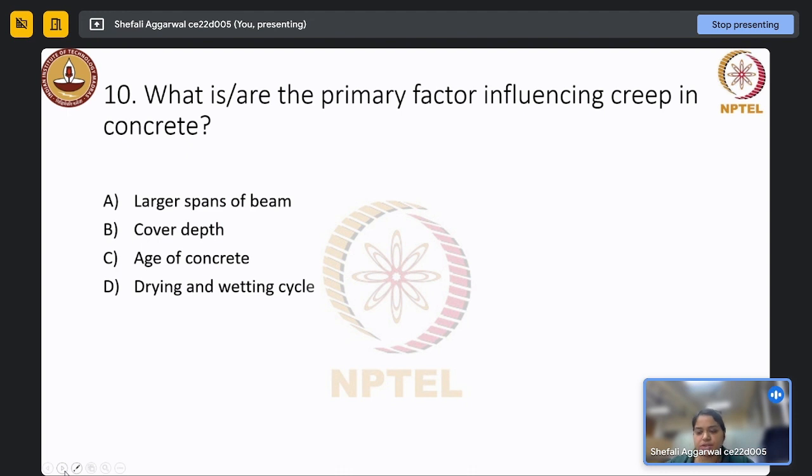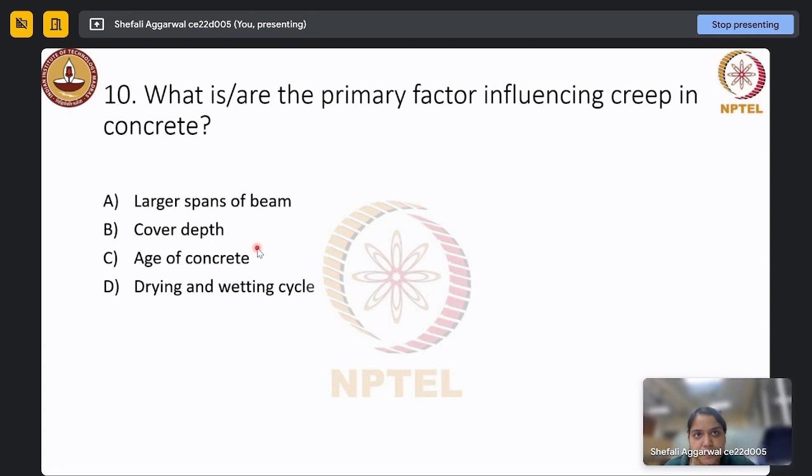Okay. Next question is, what are the primary factors influencing creep in concrete? Anything? Age of concrete. Okay. One answer is age of concrete. Any other thing do you think which will influence creep? Cover depth also, ma'am. Cover depth. How will cover depth affect it?